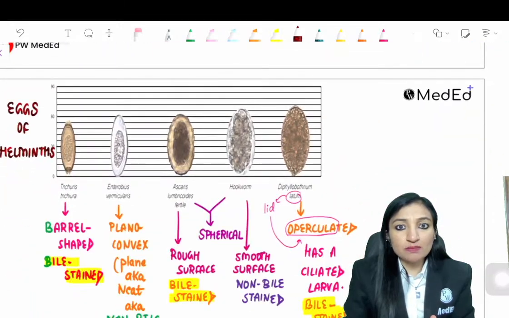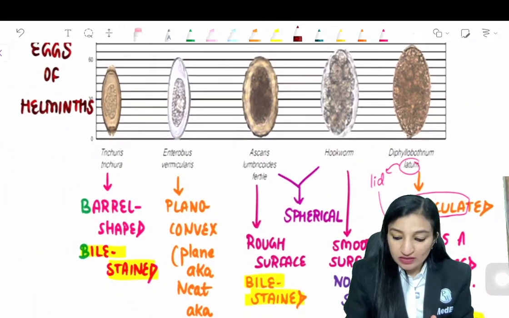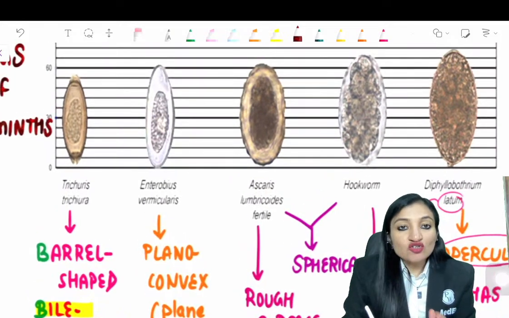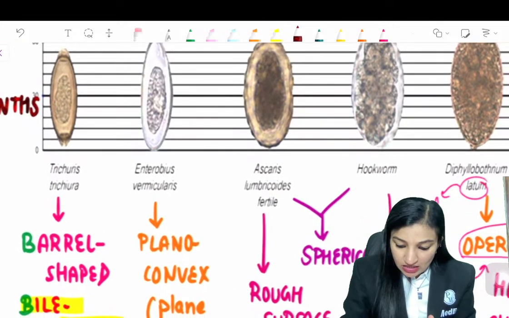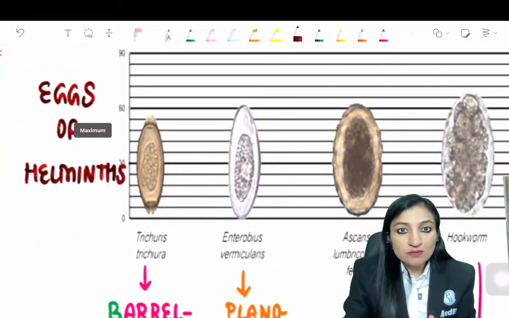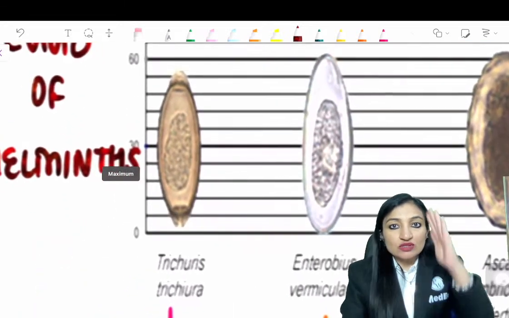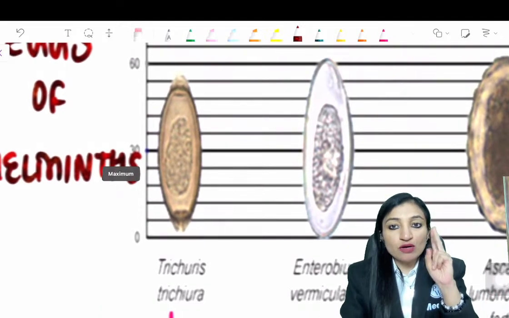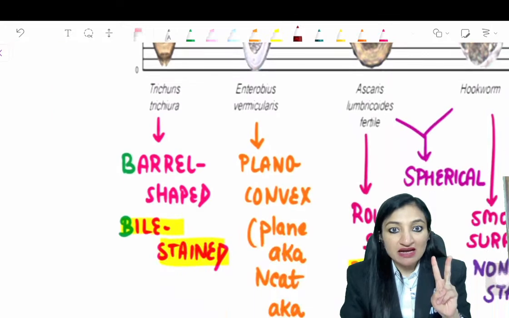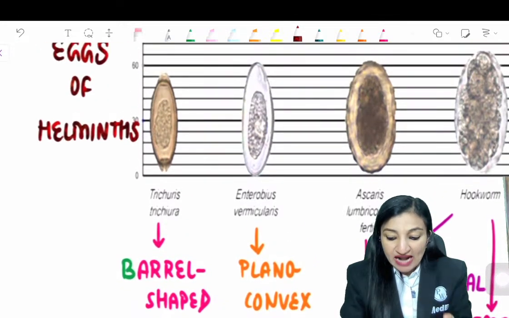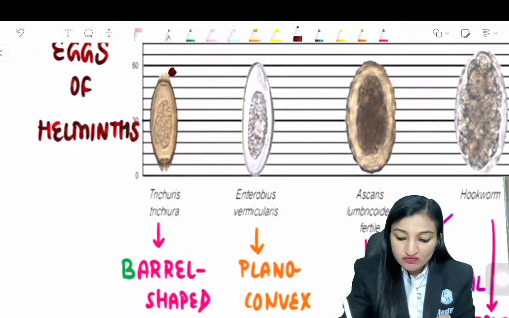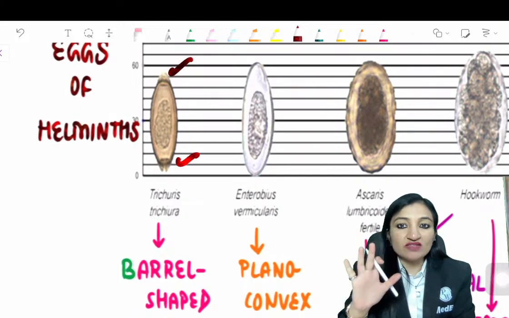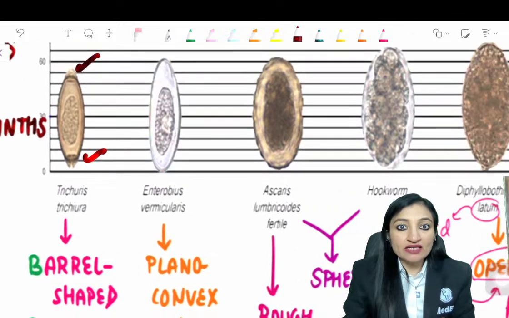Now look at this important picture of the important eggs of helminths. We'll go from left to right. Trichuris trichiura. Now look at this. Let me zoom the picture. What you can see over here is a barrel shaped egg. B for barrel shaped, B for bile stained. So remember, the egg is barrel shaped and bile stained. It has these two mucus plugs, this one and this one, at both the poles. And you can see this brownish hue of this egg. It is bile stained.